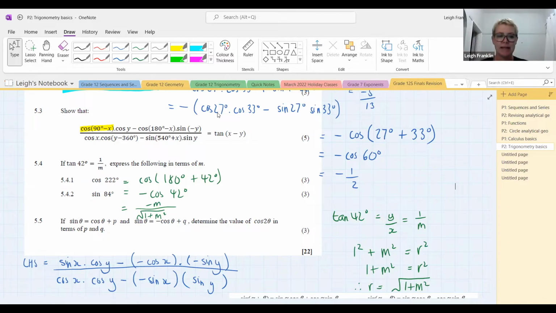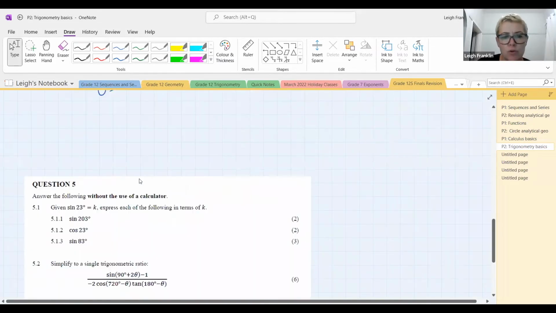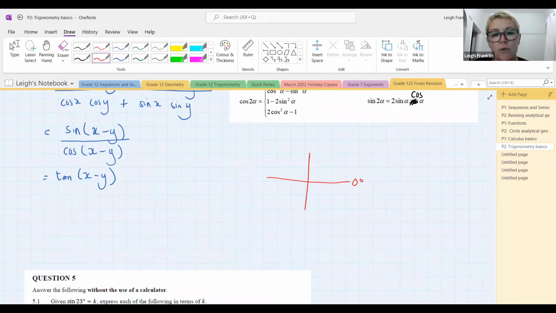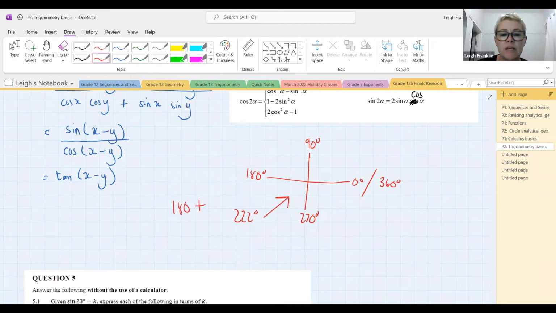Now, the idea is that you want to work out which quadrant you're in. Let me just draw a Cartesian plane. You know that that's 0, that's 90, that's 180, that's 270, and when you get back here, you've got back to 360. So if we're talking about an angle that is 222 degrees, it's in the third quadrant, and that's why we would use the reduction formula 180 plus.